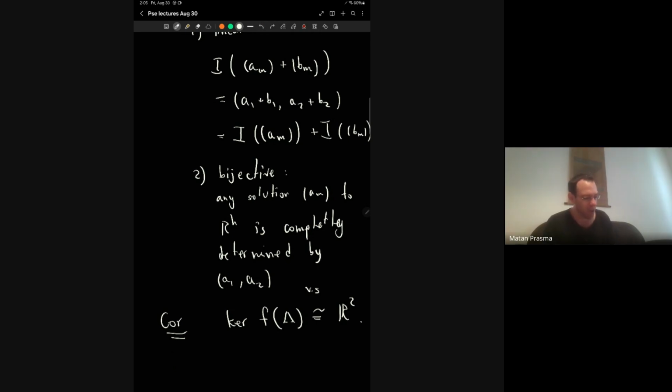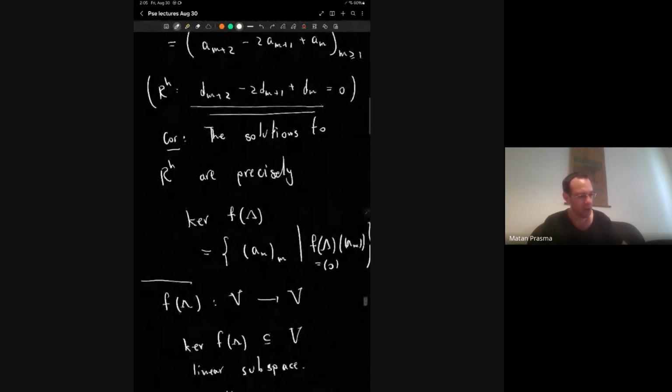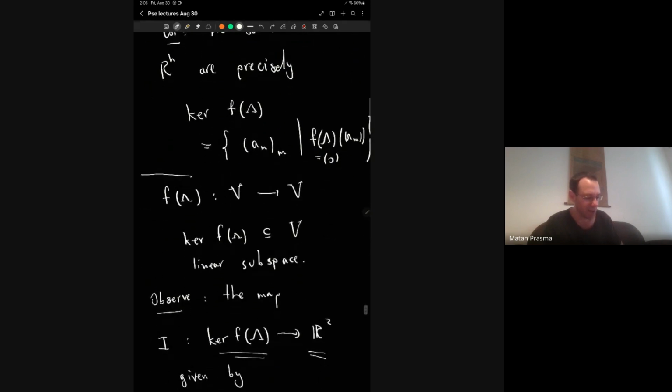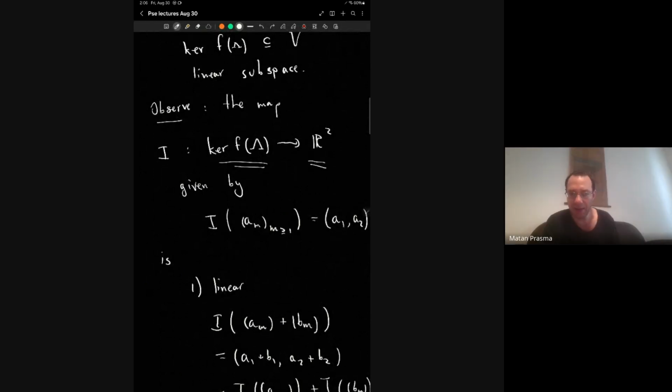So we now concluded that the vector space of all possible solutions to the homogeneous recurrence relation RH is a two-dimensional vector space. So we will soon see that this vector space characterization is very helpful. But is this clear, Arnau? Yes. You are able to follow the whole thing?